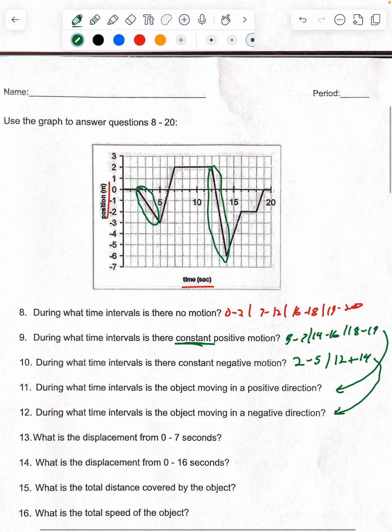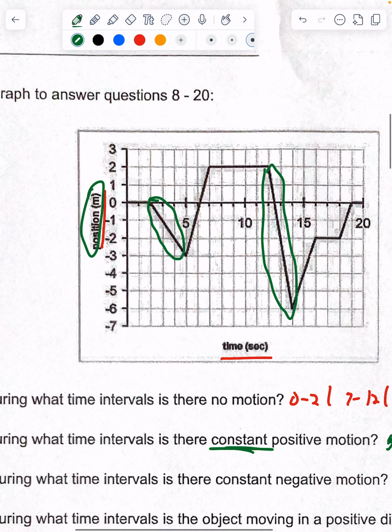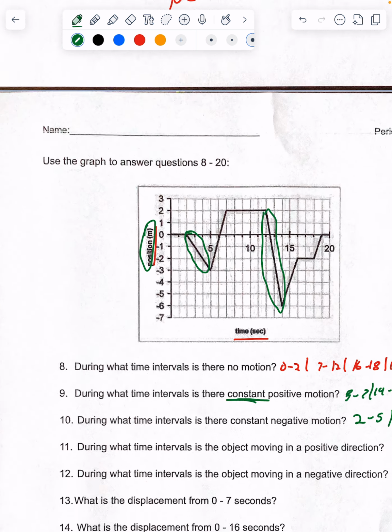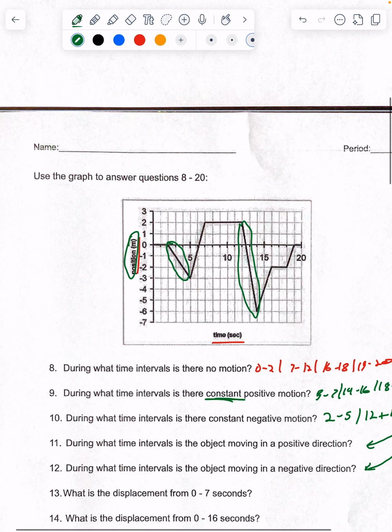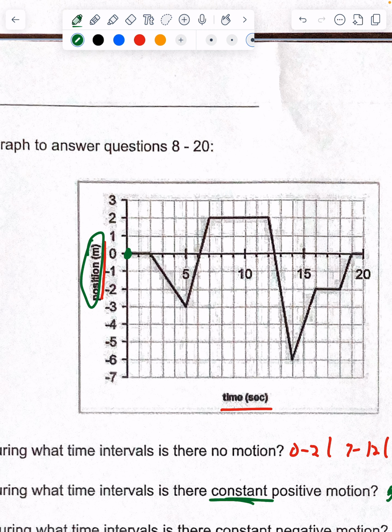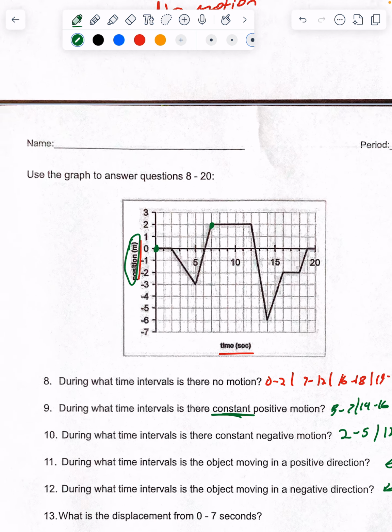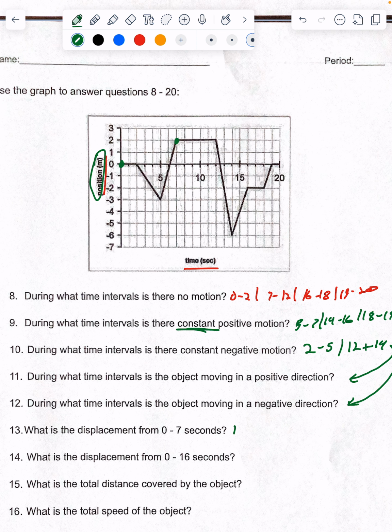What is the displacement from 0 to 7 seconds? A lot of people get hung up on displacement. That is simply the change in position. So how much did you change on your y-axis? From 0 to 7 seconds, at 0 I'm right here, so I have a position of 0. At 7 seconds, I am right here. So how much did I change my position? I went up 2. That's it. You could say 2 meters or a positive 2 meters. All that stuff in between doesn't matter. For distance, it would matter, and we'll do that in a second. But for displacement, where did you end versus where did you start?